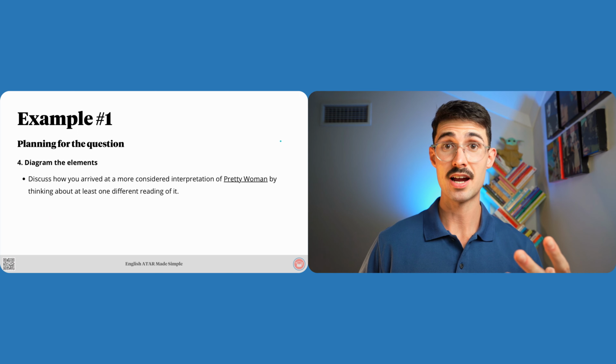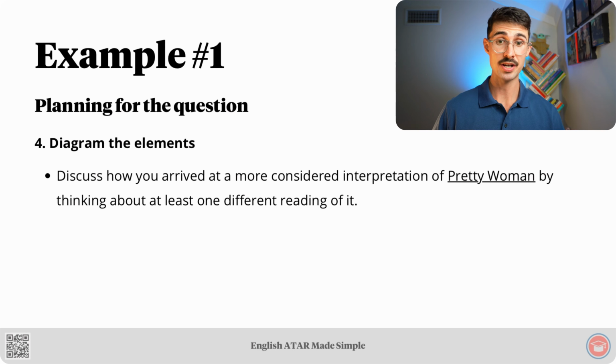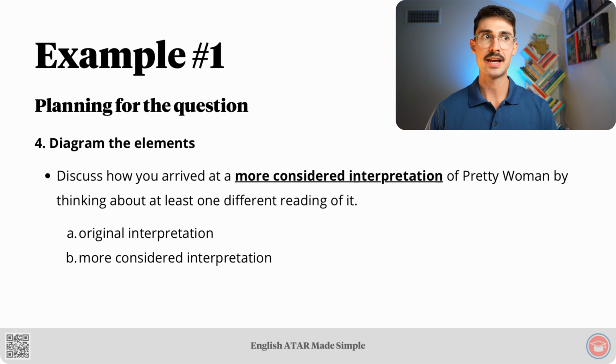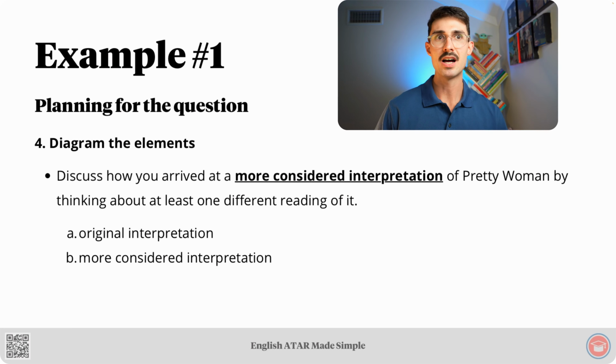Step number 4 is diagram the elements. So this is our question, and here are our main elements. We have original interpretation and then more considered interpretation. This one underlined part of the question actually contains 2 elements, because in order for me to prove that I have arrived at a more considered interpretation, I need to explain what my original interpretation was in the first place. Otherwise, it would be hard for me to justify how my more considered interpretation is in fact more considered if there is nothing to compare it to.